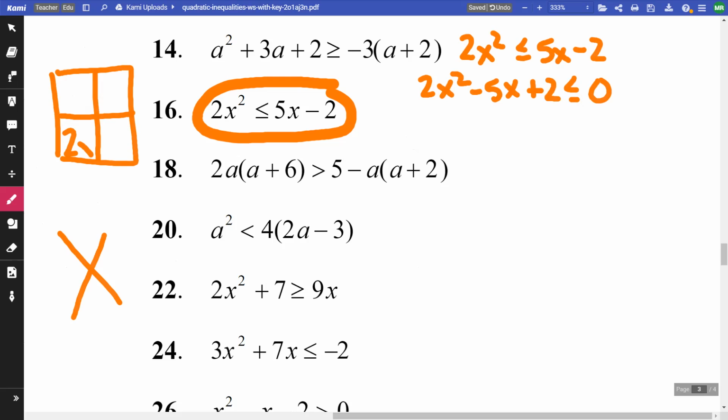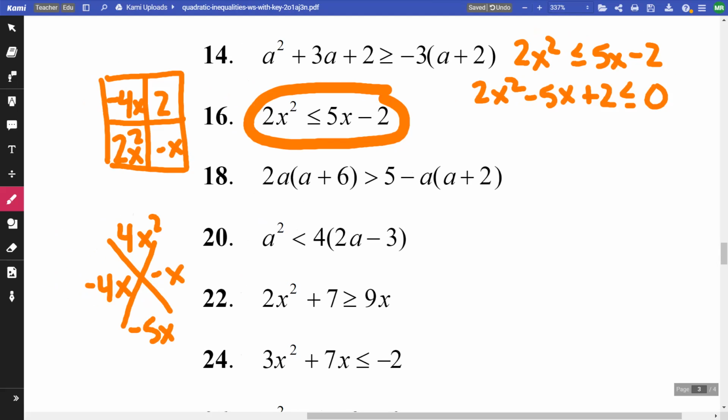So I'm going to have a 2x squared and a 2. So that's going to be a positive 4x squared, but it has to add to a negative 5x. So that's going to be a negative 4x and a negative x. So negative 4x, negative x.